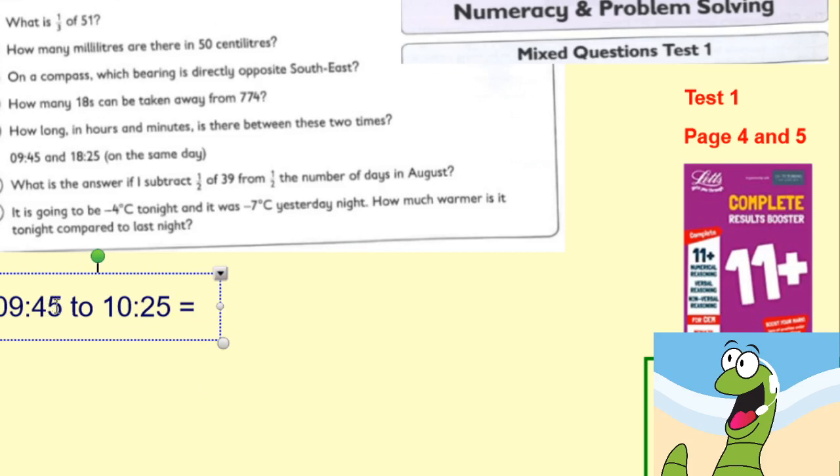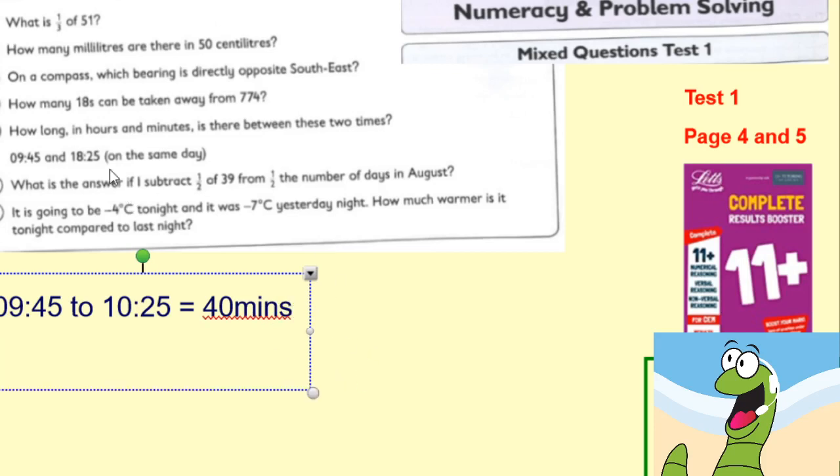Well, 9:45 to 10 o'clock is 15 minutes. Then we get to 10:15, and that's another 15 minutes, so in total that is 30 minutes. But we want 10:25, so we're another 10 minutes on from 10:15, and that gives us in total 40 minutes.